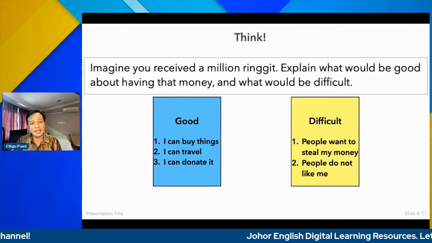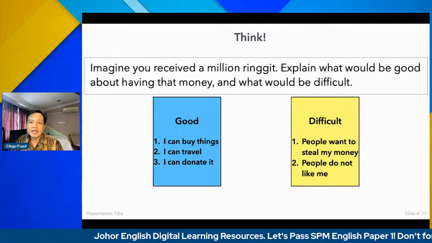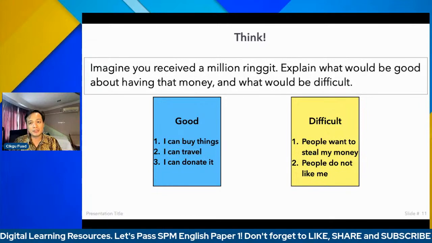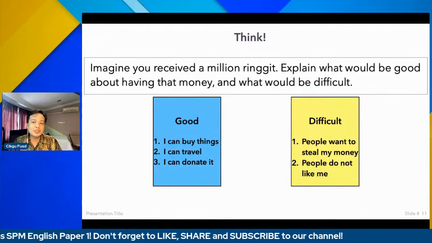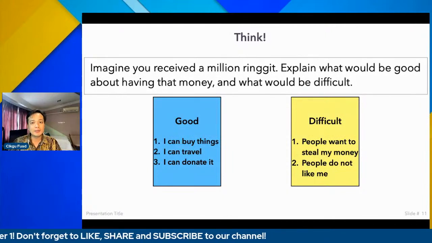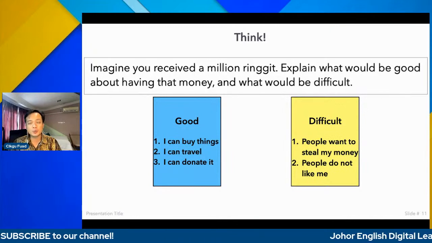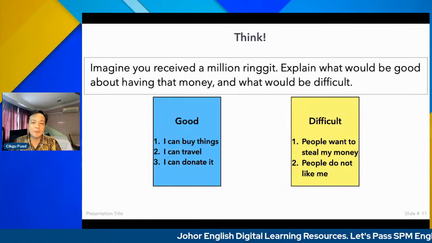Now let us move on to the difficulties that we have. Let's say we have a lot of money, ringgit. So difficulty number 1, people want to steal my money. Of course, I'm rich. People, of course, they want to steal from me because they also want to be rich. And number 2, people do not like me. Of course, some people would be jealous of me and they would want to be the only one who's being rich.